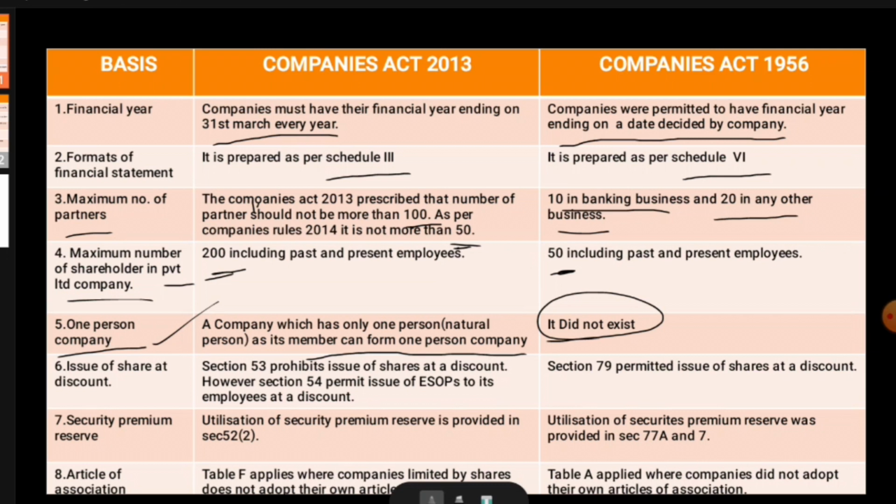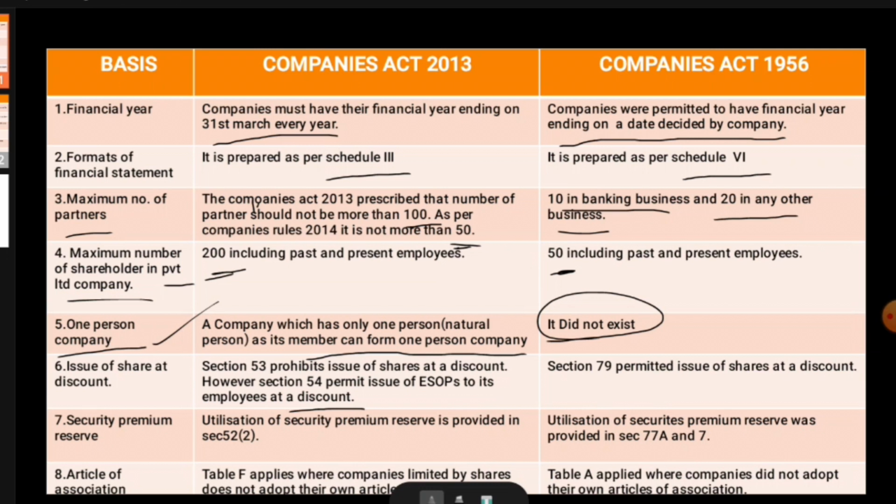The issue of shares at a discount is prohibited under Companies Act 2013, but it can be issued to the existing shareholders, which is known as sweat equity shares, and it also permits issue of employee stock ownership plans to its employees at a discount. It means the shares of a particular company can be issued to existing members at a less price, or we can say at a discount. But we cannot issue the shares to the public at a discount, as it is prohibited under Companies Act 2013.